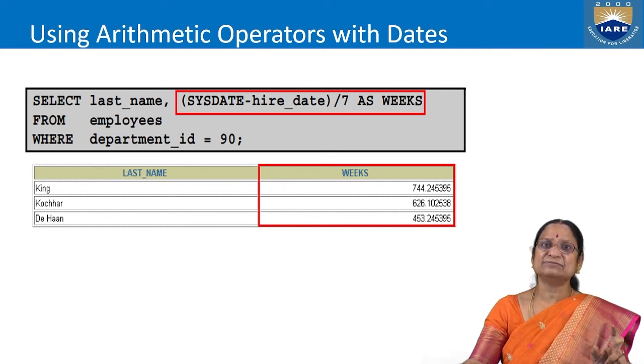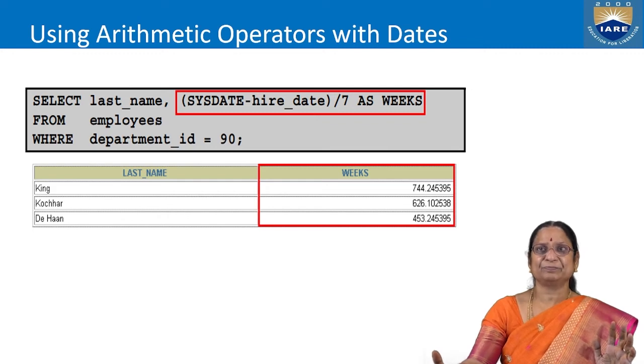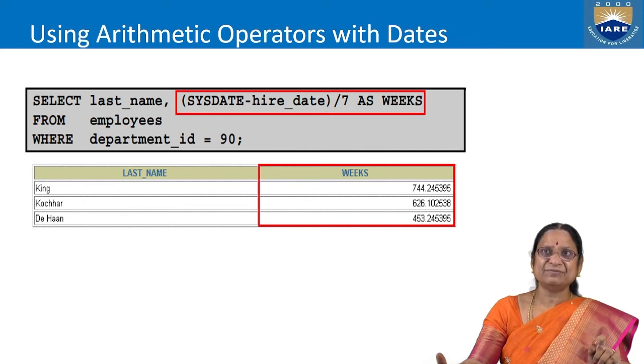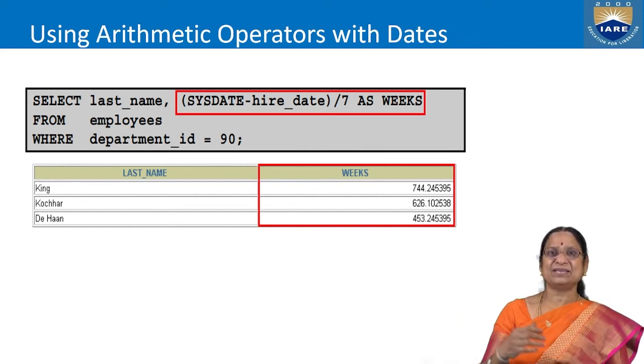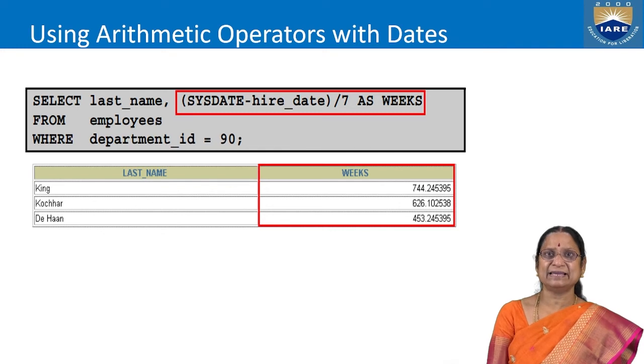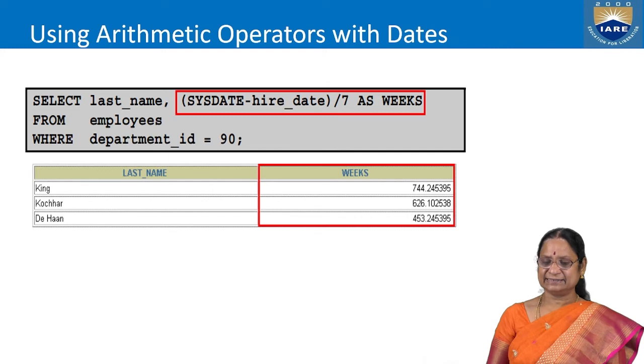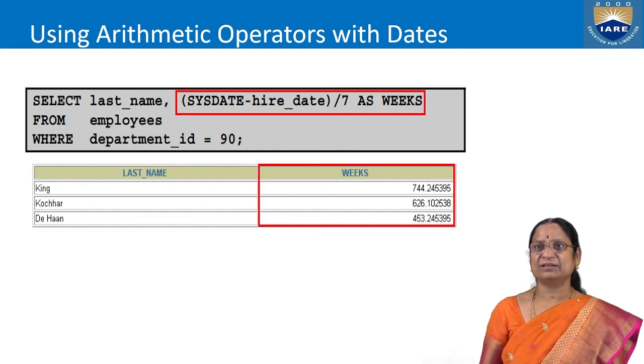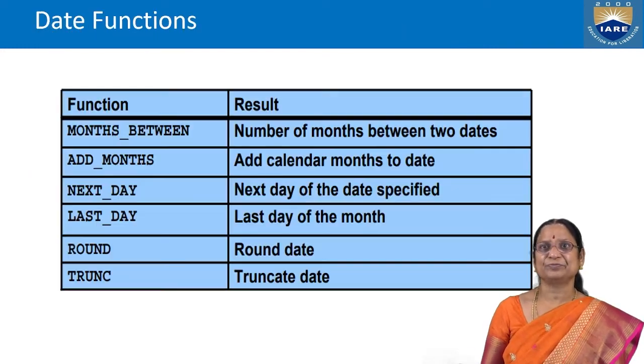For example, 2 years 3 months: 2 years means 365 into 2, plus 2 months means 60, so that many days will be the result. That's why, since they are asking how many weeks, we divide by 7. You observe we are making weeks, providing an alias name. Department ID relates to only 3 employees, King, Kochhar and De Haan, and for them we are getting 744.625, etc. in terms of weeks.